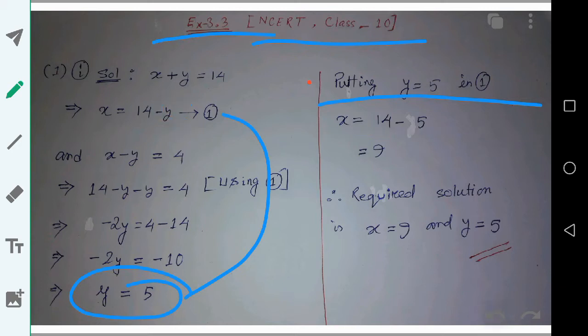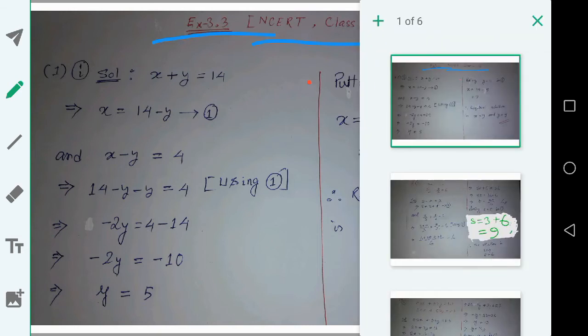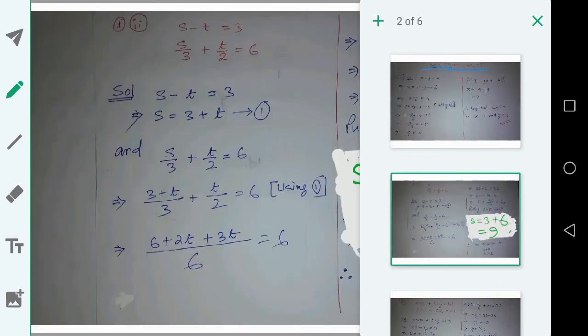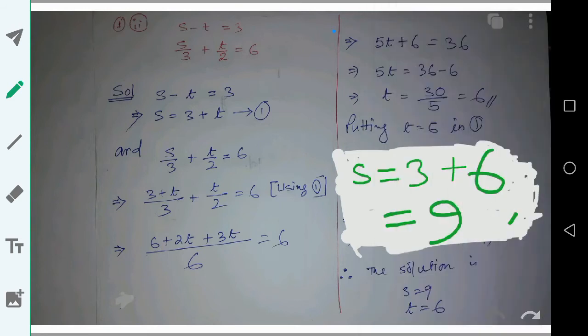Let me clean this page. Let's move on to the next question. This is the second part of question number 1. This is another pair of linear equations we need to solve. Here the variables are s and t instead of x and y. This is the first equation I have written here.